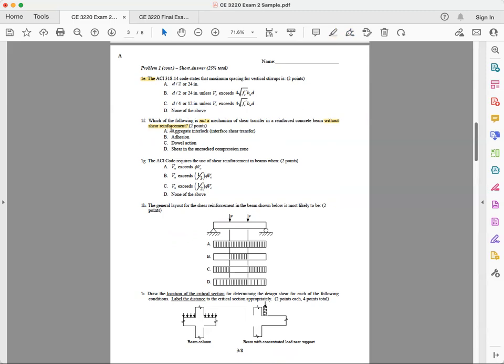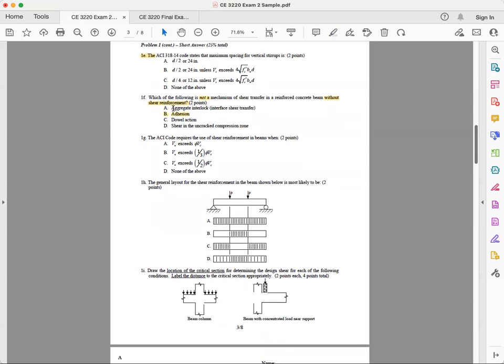What are those? Aggregate interlock, sure, there is aggregate interlocking. Dowel action, yes, there is dowel action. And shear in the uncracked compressive zone, the top concrete compressive zone, remember? Those 3 are in there. So which is not there? The adhesion is not there. All right, so 1F, the answer is B.